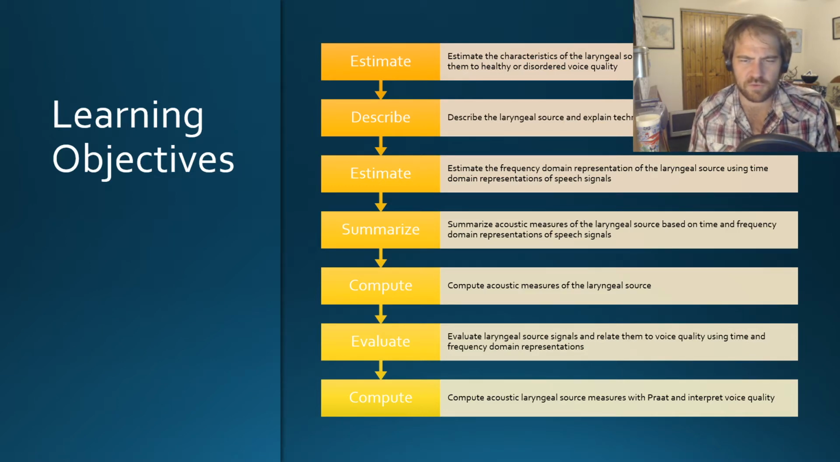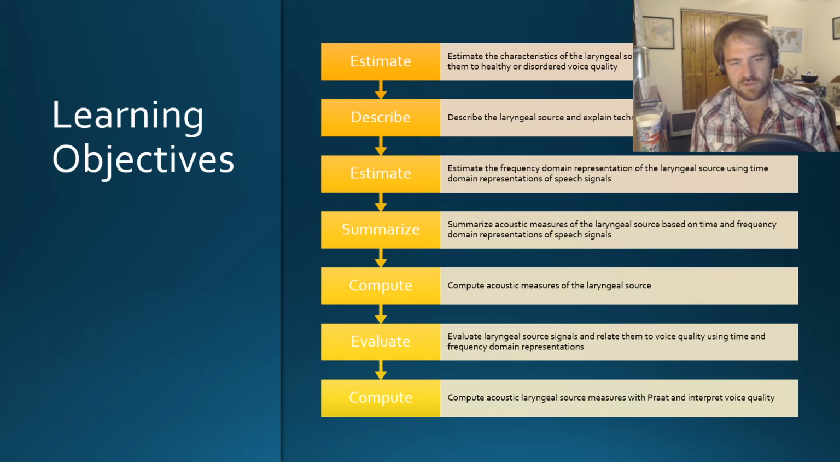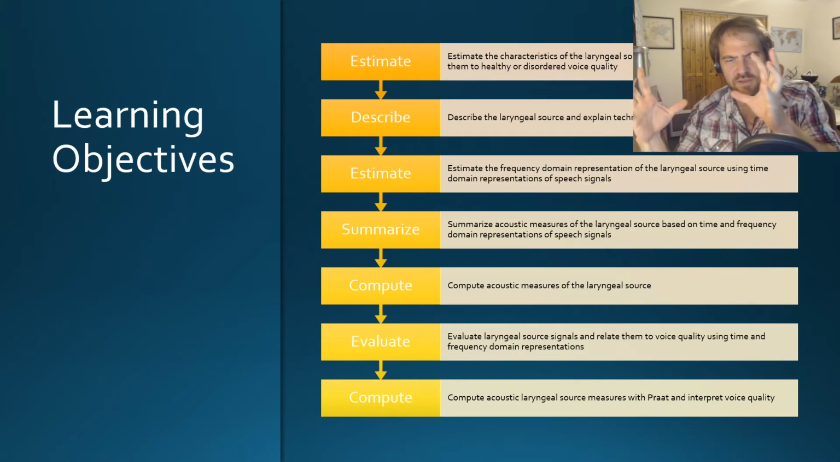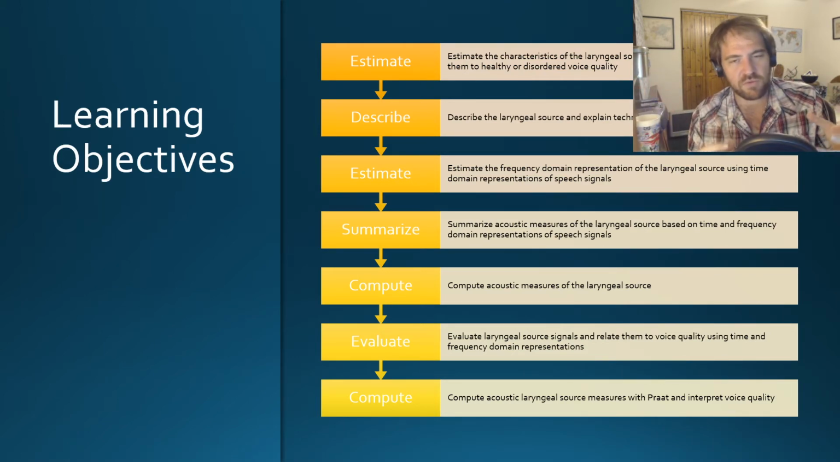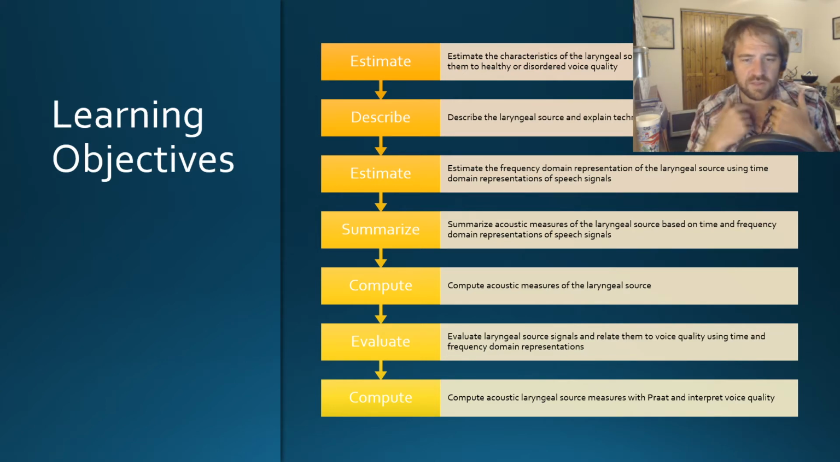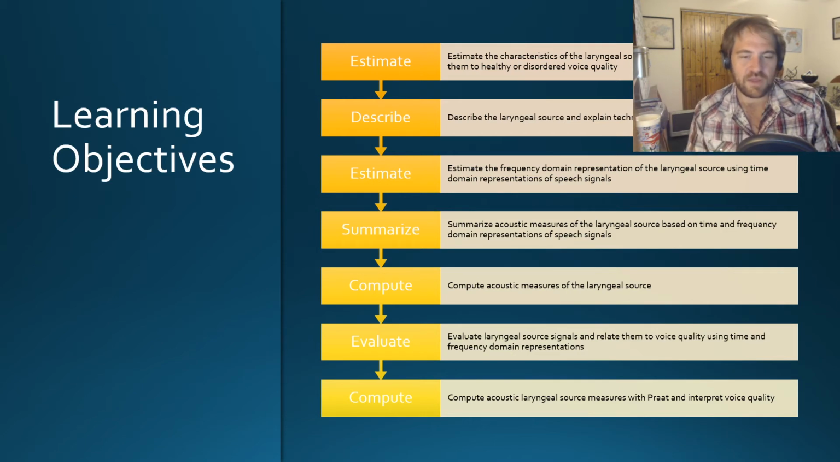Second, we're going to learn about the laryngeal source. So you'll be able to describe what the laryngeal source is and then explain the techniques that we use to recover the laryngeal source. We'll also estimate the frequency domain representation of the laryngeal source using time domain representations of speech signals. So essentially, we're going to derive what's going on at the laryngeal source by just using speech signals.